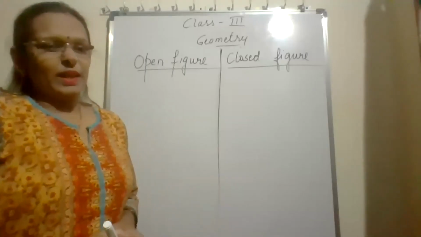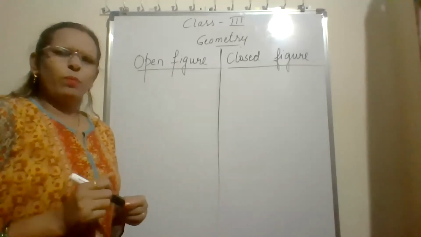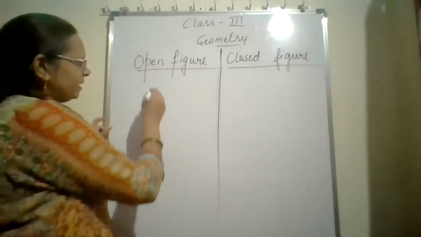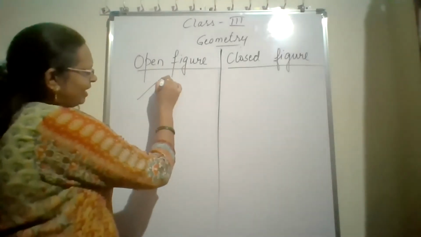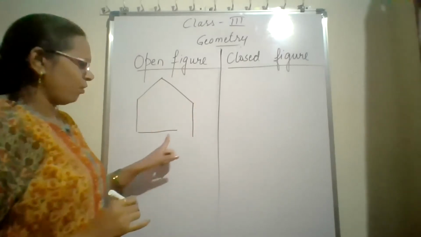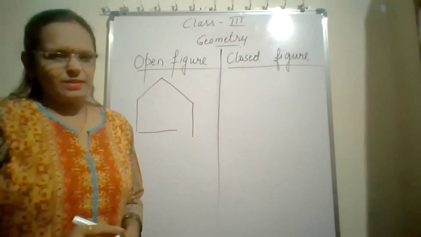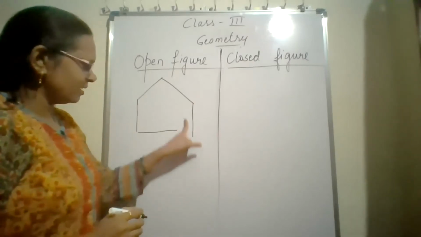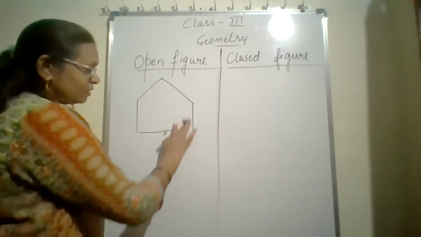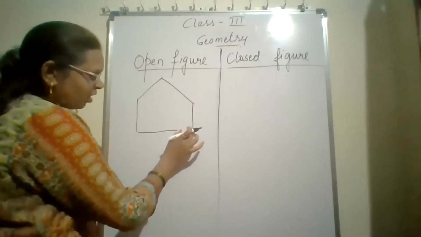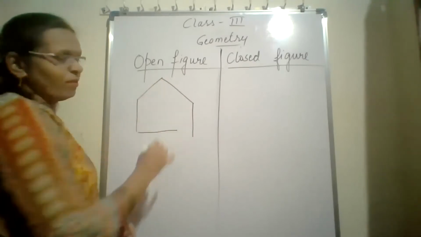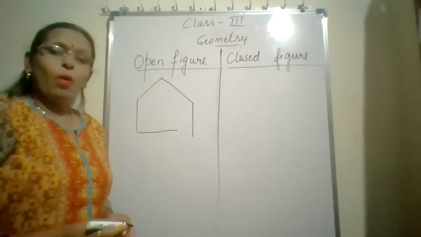Next comes open and closed figures. Now, what are open and closed figures? See, open figure means, for example, I have tried to make a pentagon, but by mistake, I forgot to join these two lines. So now, when there is a space, see, open. So open means there is a space. All the lines of a figure are not joined. Then these types of figures are called open figures.